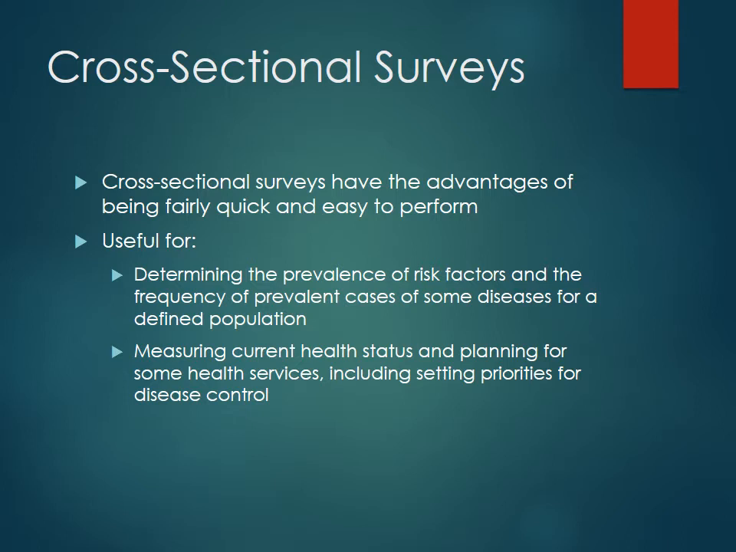So cross-sectional surveys have the advantages of being very quick and easy to perform. They are useful for doing things like determining the prevalence of risk factors and the frequency of prevalent cases of some diseases for a defined population. So again, if you're looking at a specific population, say inner city kids, and looking at incidence or prevalence of say lead exposure, a certain lead level in those patients, that would be one way to potentially do it.